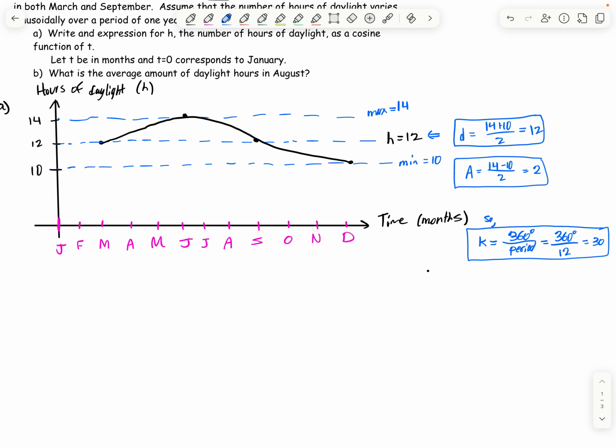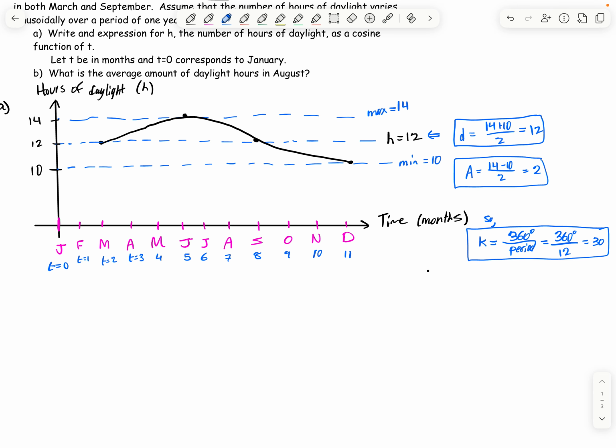And now we just need to be careful with the numbering, right? So this is actually equal to T equals 0. February is T equals 1, T equals 2, T equals 3, dot, dot, dot. 4, 5, 6, 7, 8, 9, 10, 11. That's kind of how the numbering system works there. Just be careful with that. And so the maximum happens at June, which is at T equals 5 here. That's the maximum.